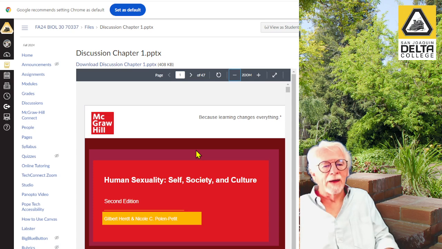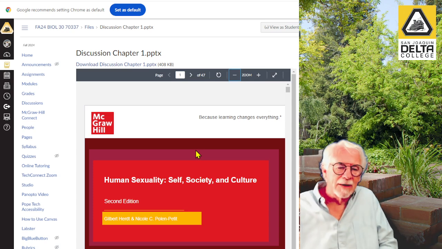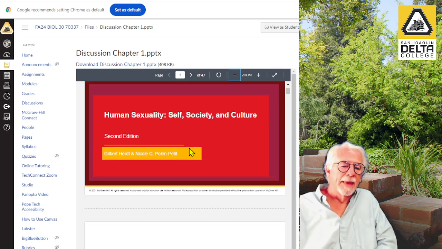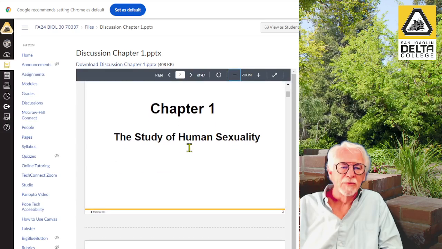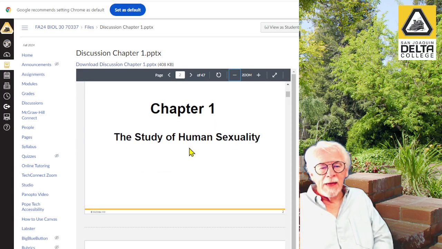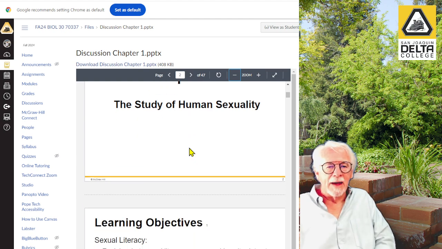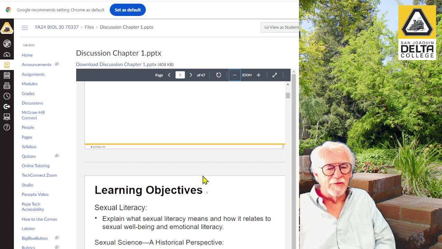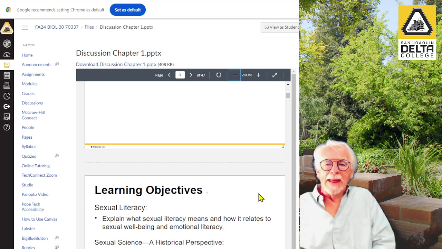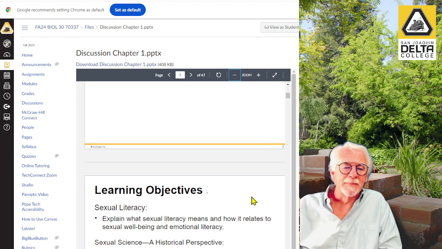So, Human Sexuality: Self, Society, and Culture, right? This is your textbook. And basically, this is chapter one, the study of human sexuality. You'd be amazed at how little study really happened until maybe 75 years ago or so. Prior to that, it was pretty sketchy, and most of what happened before then has been negated at some level.